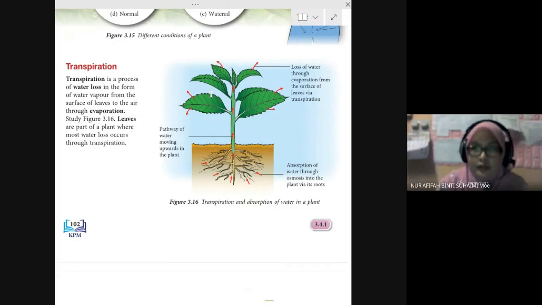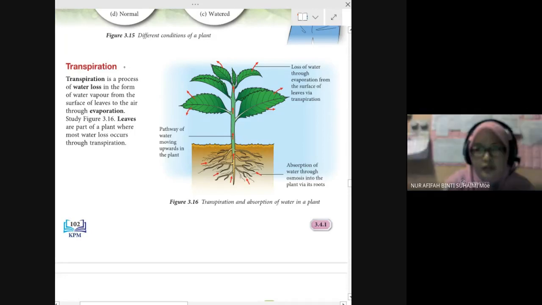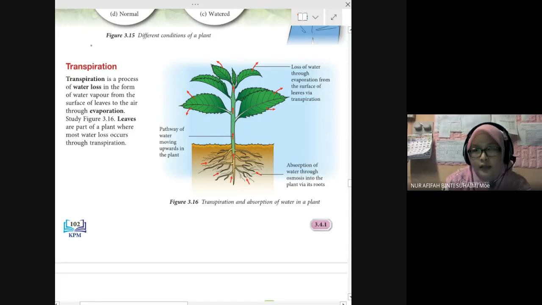Now, transpiration. This one involves the transport of water through the transpiration process. We have respiration, we have transpiration. Respiration involves carbon dioxide and oxygen gas. Transpiration is the transport of water. The transpiration process involves the movement of water. We see the definition of transpiration.